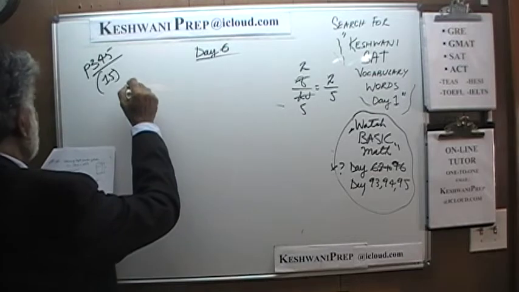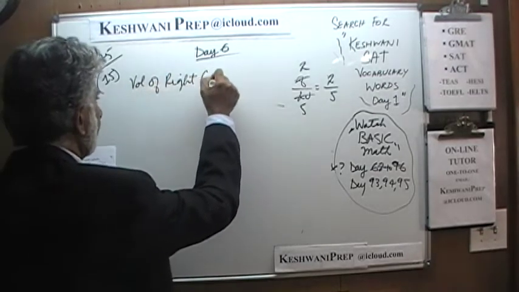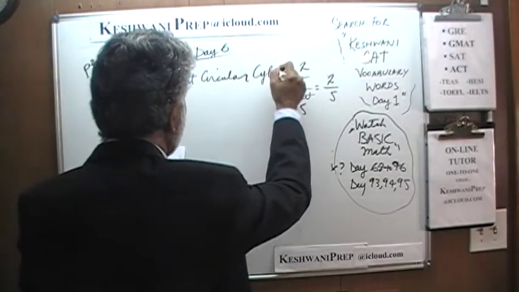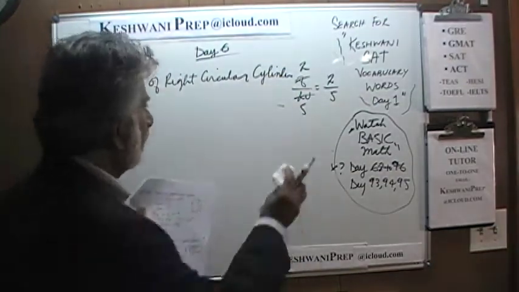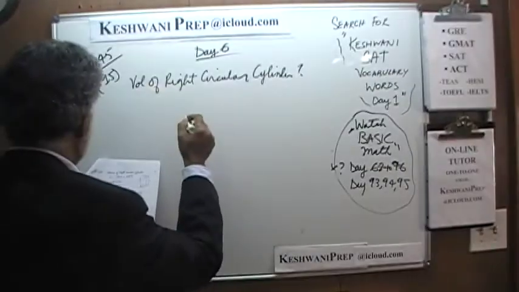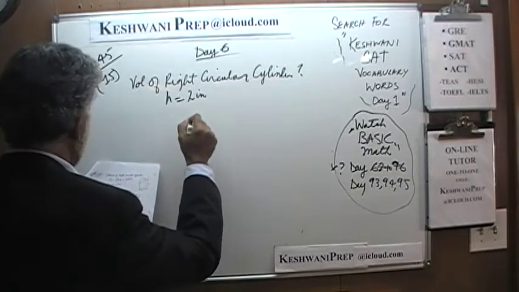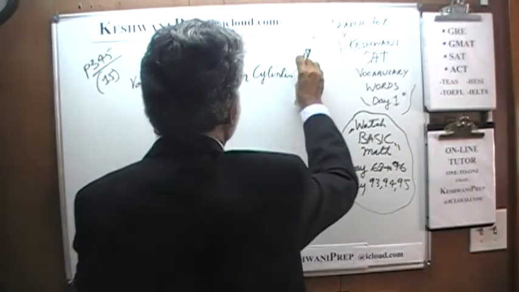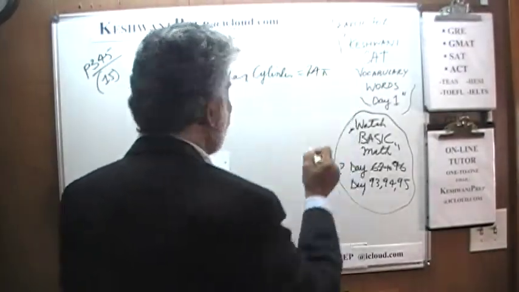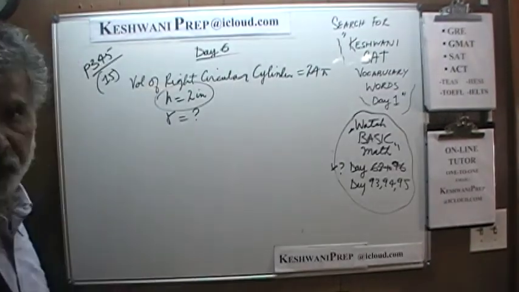Number 15 says the volume of a right circular cylinder, and this is what we want to find out, what's the volume of a right circular cylinder that has a height of 2 inches. Or rather, this is given to us. We are told that the volume of the right circular cylinder is 24 pi. We are also told that the height is 2 inches, and the question is, if that's the case, what must be the radius of it?